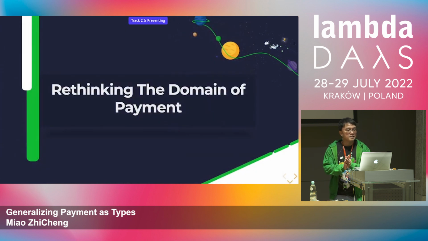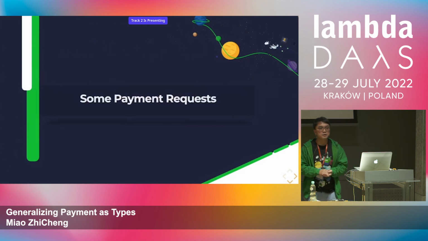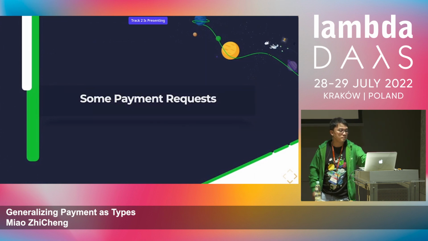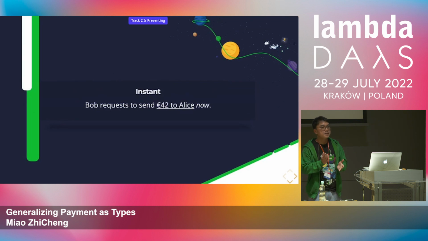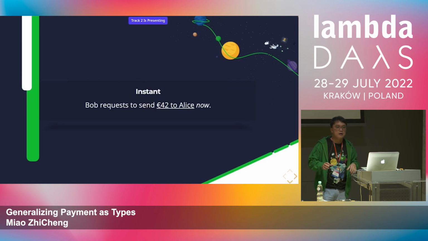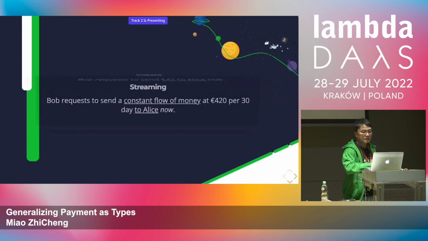So first, we're going to rethink the domain of payment. Let's start with the journey. Let's think of some of the payment requests you can imagine. First, I think this is the easiest, and that's how most people think about payments. Bob requests to send $42 to Alice now. So there are components: who, the sender, Bob; the amount, $42; the recipient, Alice; and when, now. That's a few components.